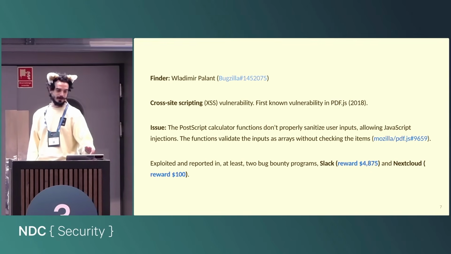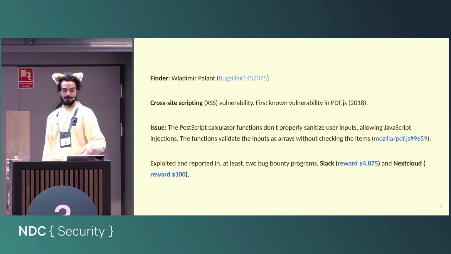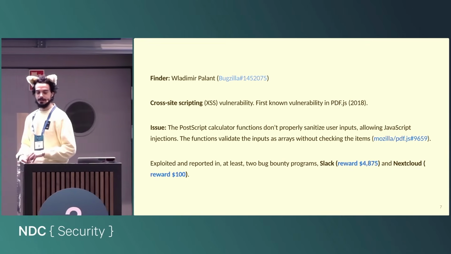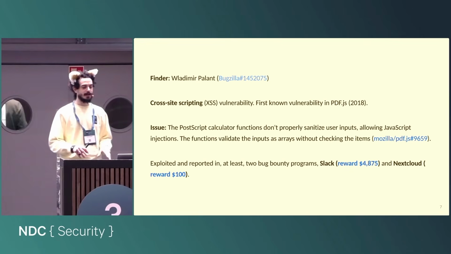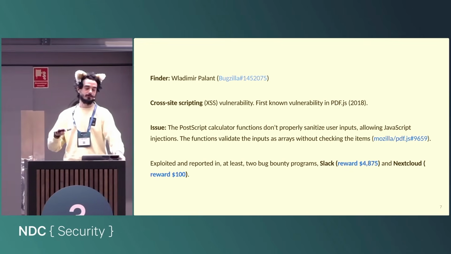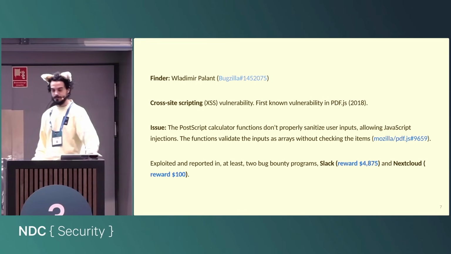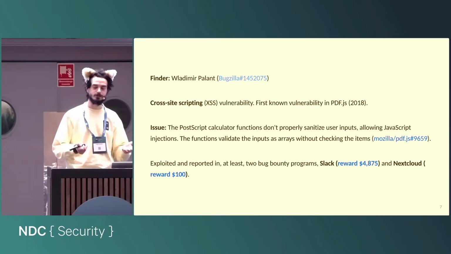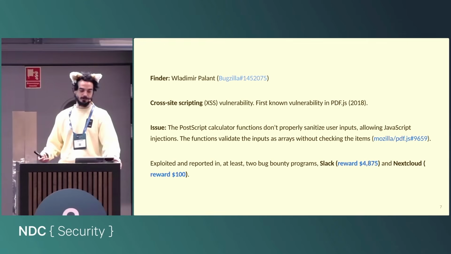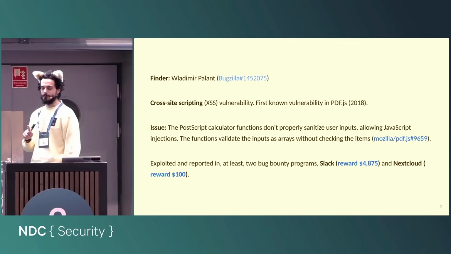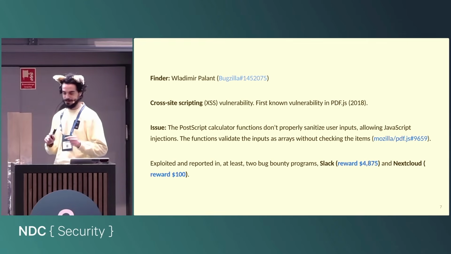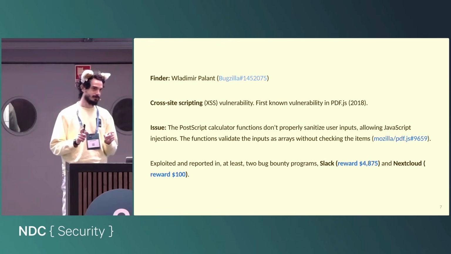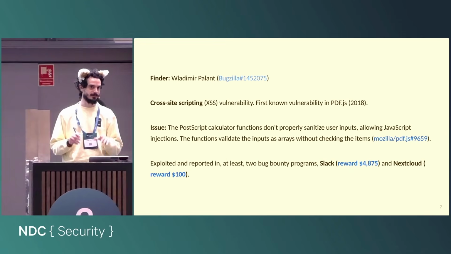The issue was quite basic. There is this PostScript calculator function in PDF.js that doesn't properly sanitize the user input, allowing JavaScript injection. This is a classic. You don't sanitize an untrusted input, and it is abused to inject code. It is interesting what the failure in the sanitization was. Technically, the library checks if the input is an array. So if you submit something that is not an array, it is rejected.